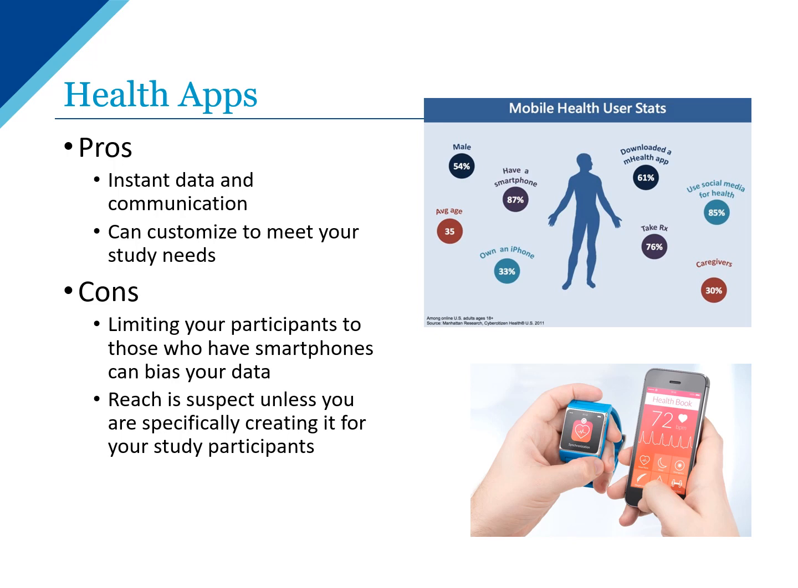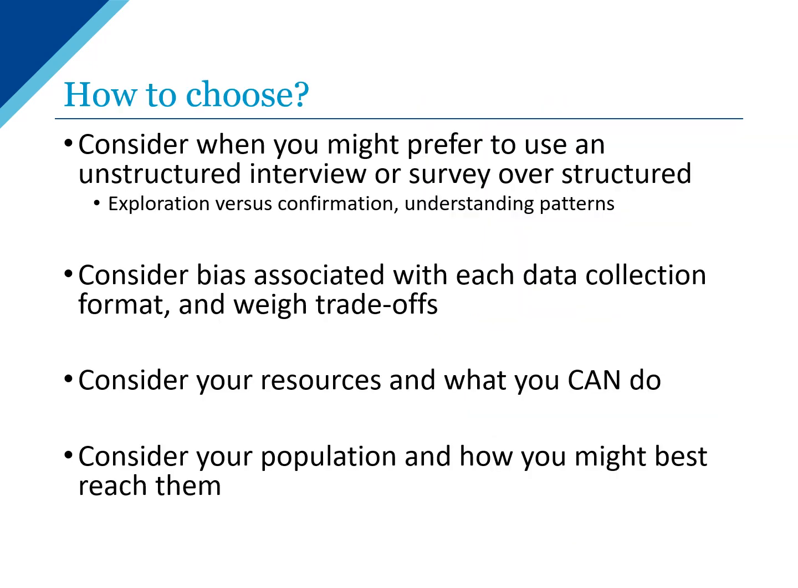So how do you choose? Consider when you might prefer to use an unstructured interview or survey over structured. Typically, that is when you're doing exploratory studies or qualitative studies versus confirmatory or quantitative studies, and when you're trying to understand patterns. Consider the bias associated with each data collection format and weigh your trade-offs. Consider your resources and what you can do, and consider your population and how you might best reach them.